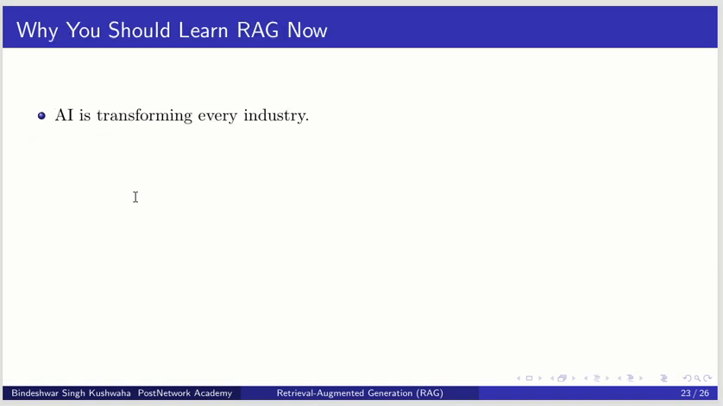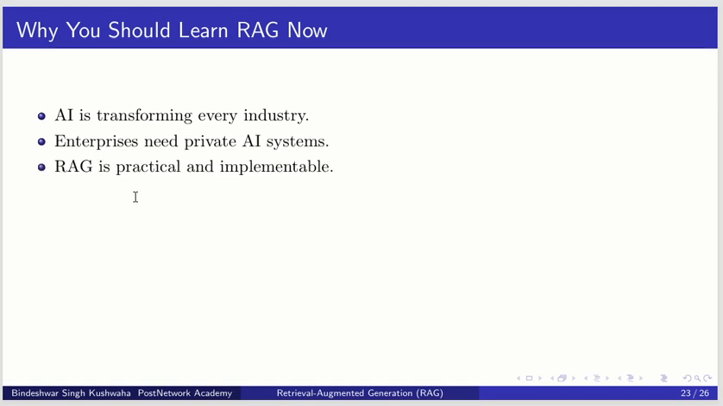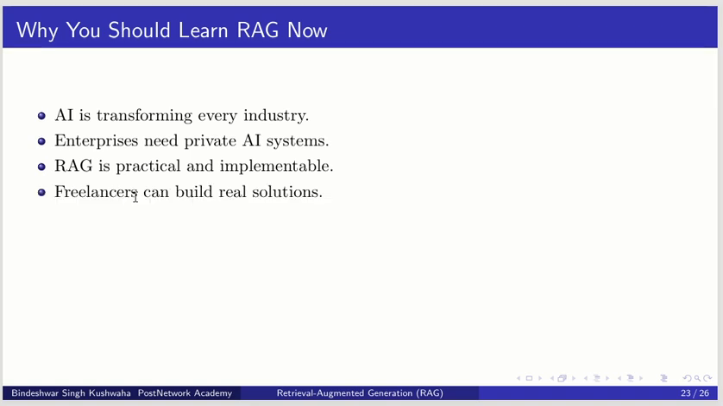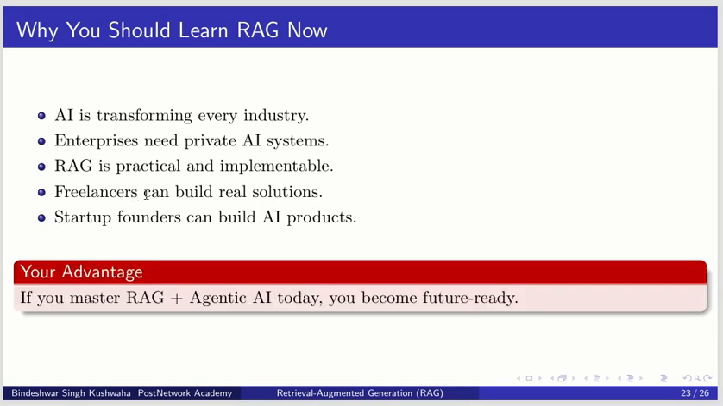AI is transforming our industry, and enterprises need private AI systems. So RAG is practical and implementable. Freelancers can build a real solution. If you build a real solution, clients will love it and they will pay. Startup founders can build AI products. So if you master RAG plus agentic AI today, you become future ready.